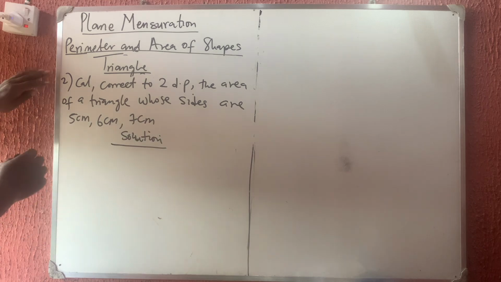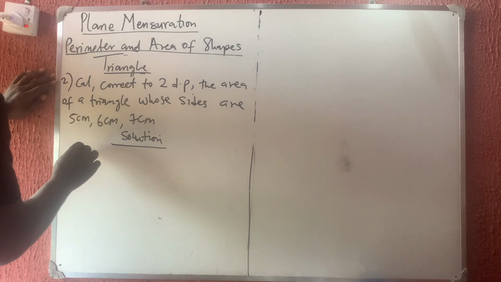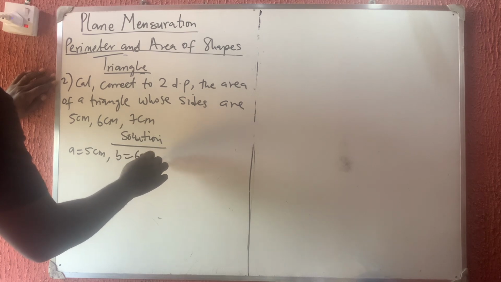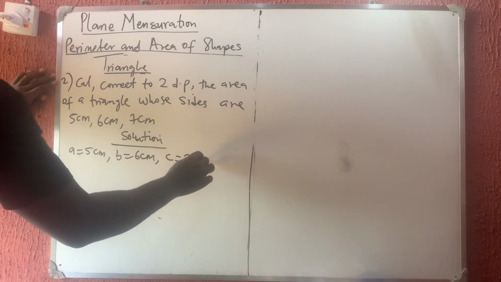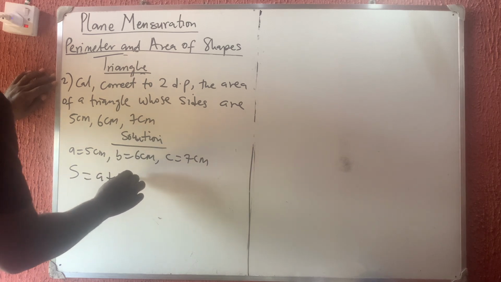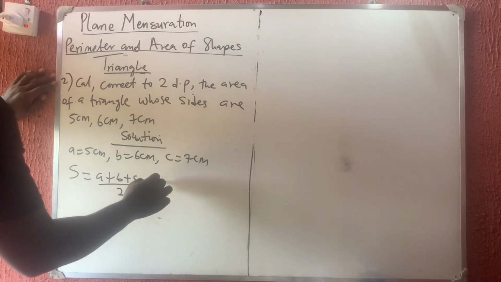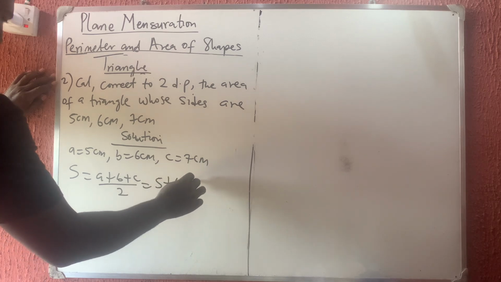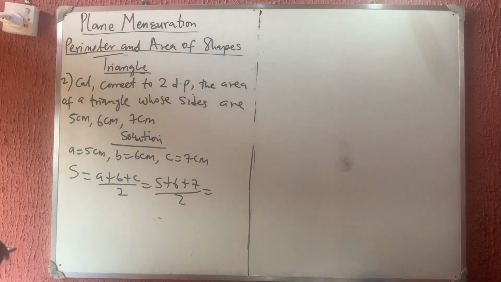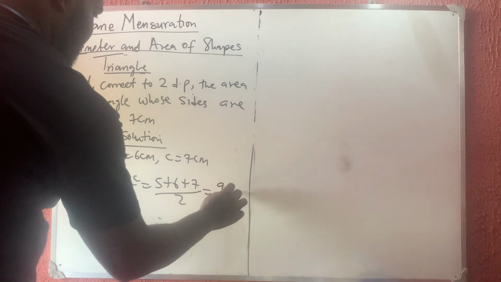So what do we do? First of all, we can say that our A is equal to 5 cm, our B is equal to 6 cm, and then our C is equal to 7 cm. So therefore, to get my S is A plus B plus C divided by 2, which is what? 5 plus 6 plus 7 divided by 2, which will give you, so we have 5 plus 6 plus 7, then divided by 2, I have 9. So this is 9 cm.